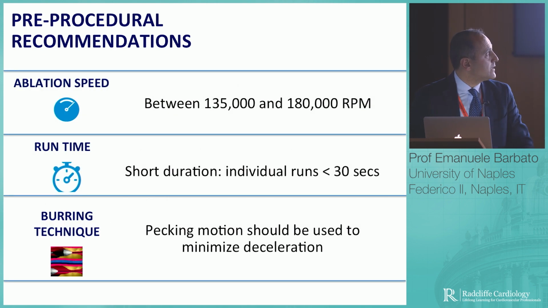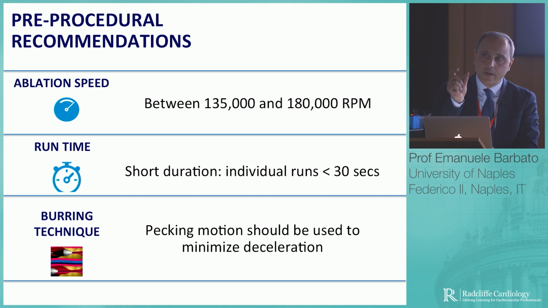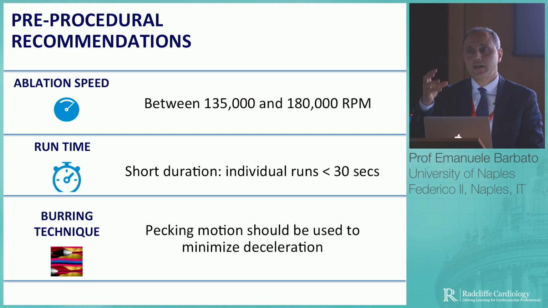Ablation speed, lots of discussion there, but we agreed that the ablation speed should be between 135,000 and 180,000 revolutions per minute. Each run of rotational atherectomy should be as short as possible, not longer than 30 seconds in any case. Pecking motion, we have seen it. Why? Because we want to minimize deceleration. So if we try to do all at once this movement, the chance that major deceleration will occur and eventually bar stalling will occur is higher.